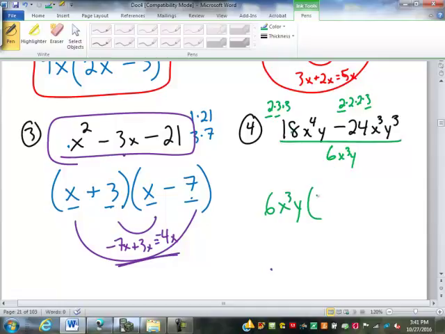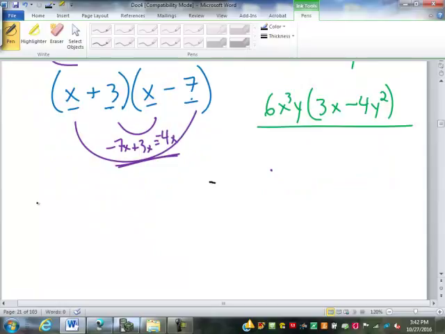18 divided by 6? Careful. 3. You're doing fine. 3, x to the 1 or just x. y divides out. Negative 24 divided by 6. Negative 4, x to the third divided by x to the third cancels out. y squared. Perfect. I'm going to give you one more set of those. There was no answer. Can't be factored.